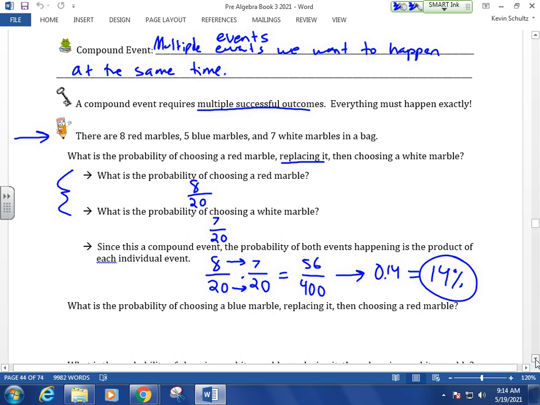Right? Compound words, two words put together. Compound event, two individual probabilities put together by multiplying them. It's essentially what's going on here, okay? Let's look at the next one.